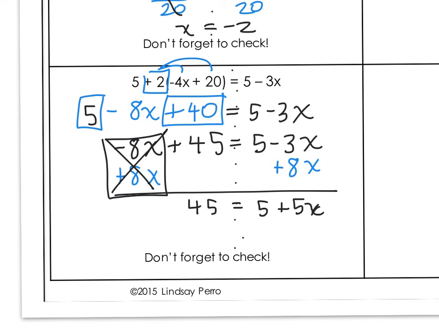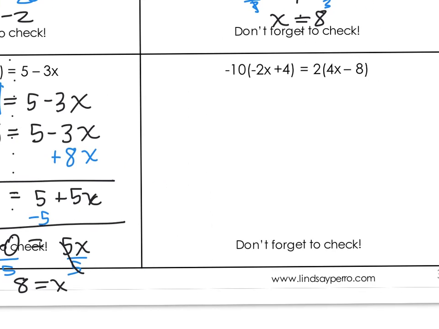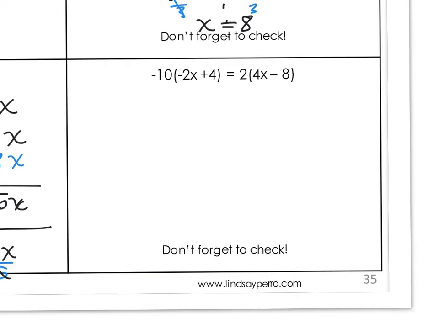Now I need to move my constants to one side, so subtract 5 on both sides, and 45 minus 5 is 40, equals 5x. Then I have 5 times x, so I'm going to divide by 5, divide by 5. 5 divided by 5 leaves me with 1x, and 40 divided by 5 is 8. So 8 equals x. Last example, I've got parentheses on both sides here.